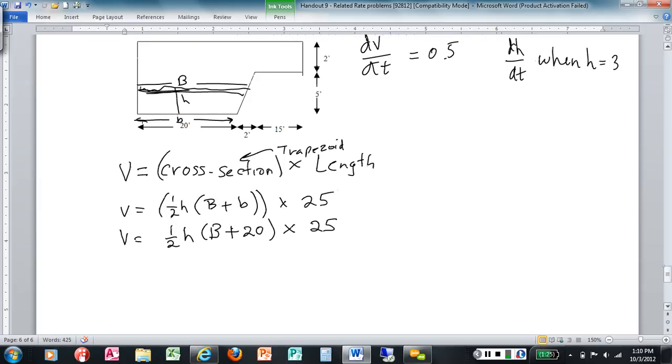Well, unfortunately, I don't know anything about dB/dt. And so I have to get, just like I did in the trough problem, I have to replace it in terms of h. I need to get this big B in terms of h. And here's how I can do that. Let's draw that kind of this area here. Explode that out over here a little bit.